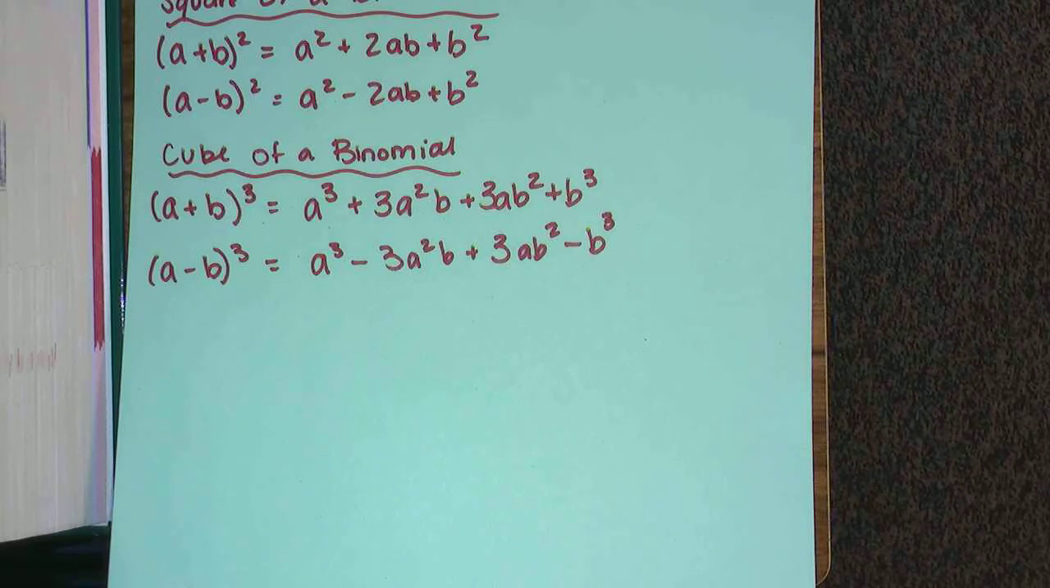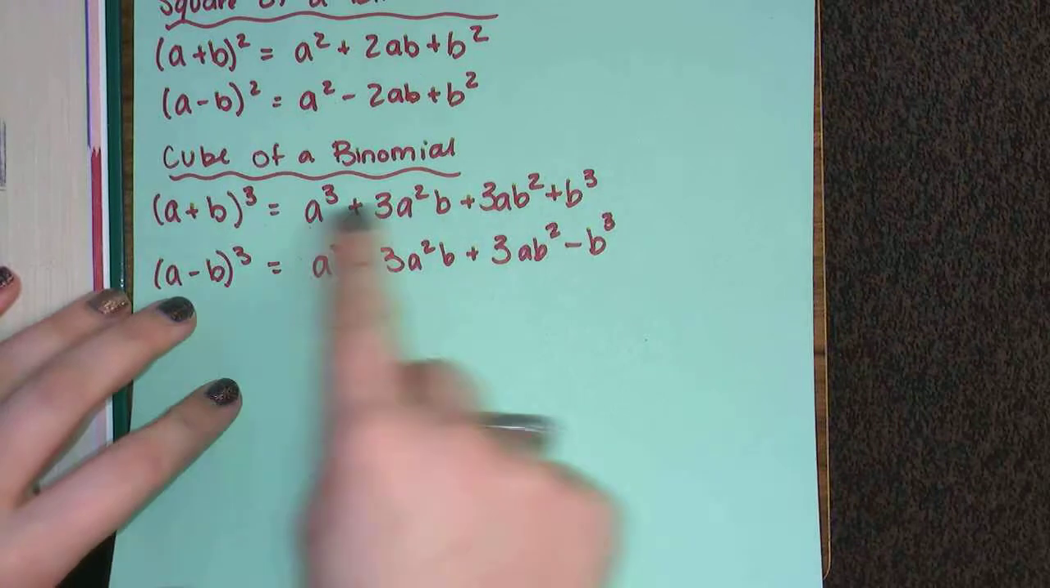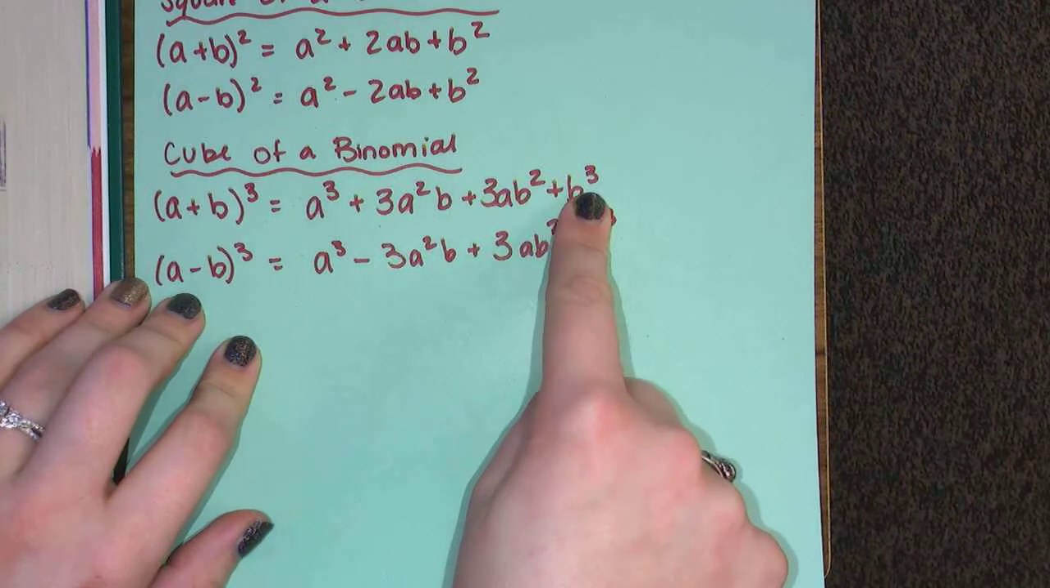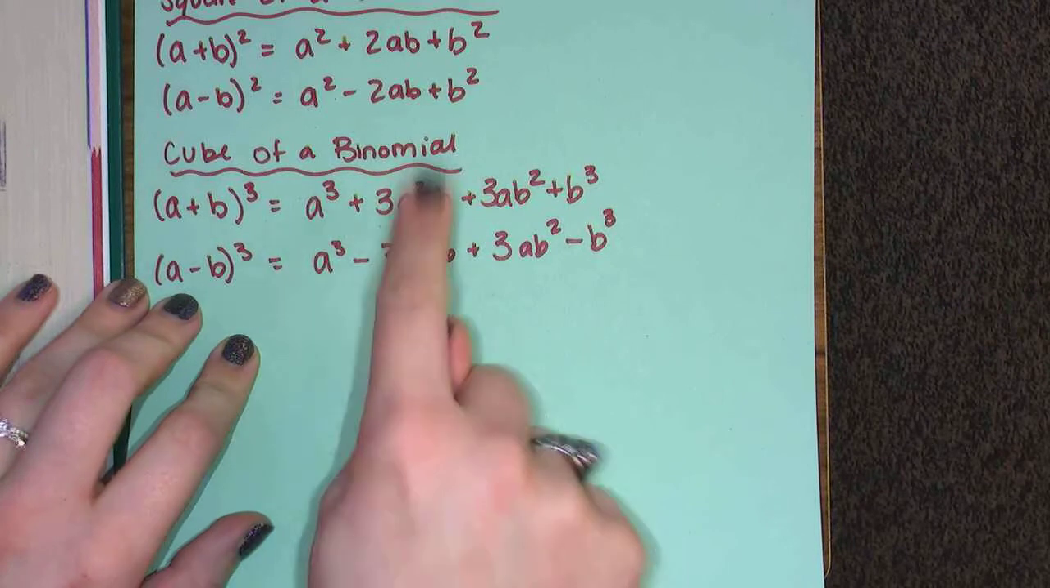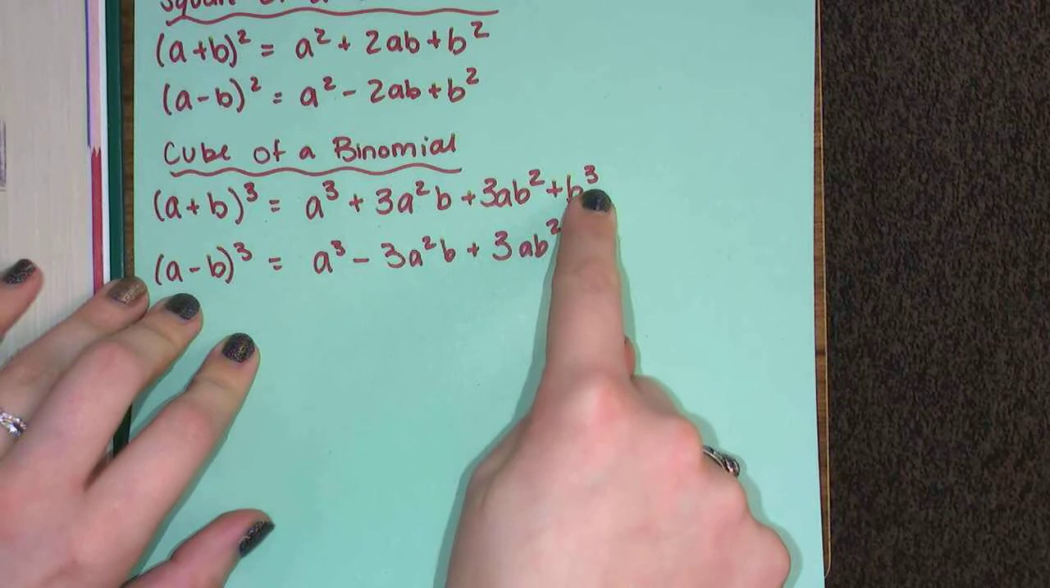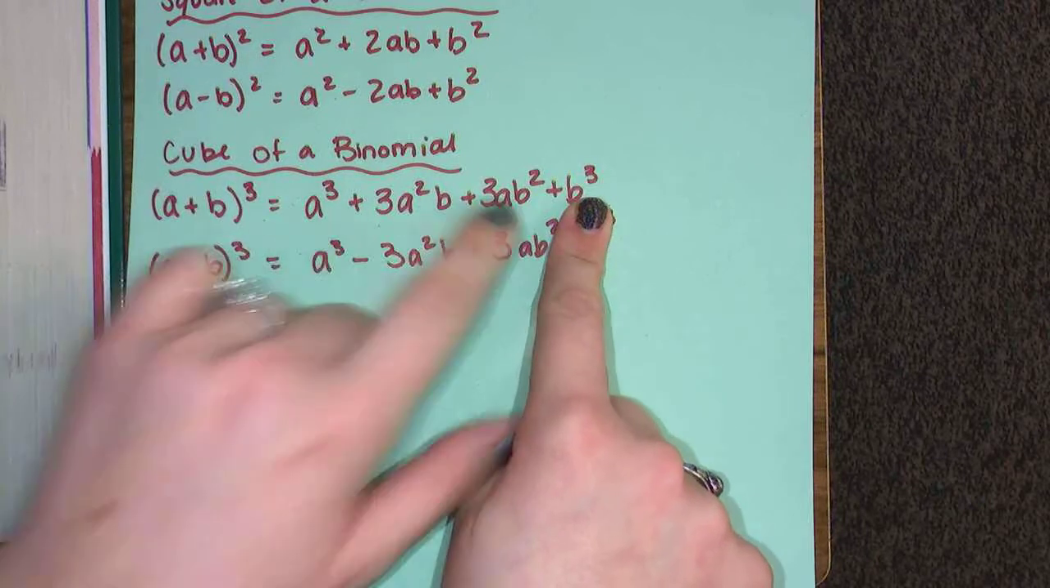Yes. So a is in decreasing order: a cubed, a squared, a, and then no a terms. For b, no b terms, then b to the first, b squared, b cubed. So it follows that pattern, and the numbers are always 1, 3, 3, 1.